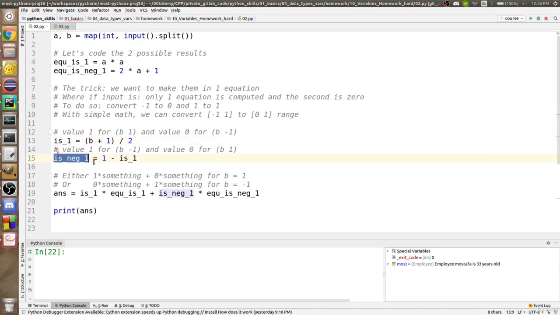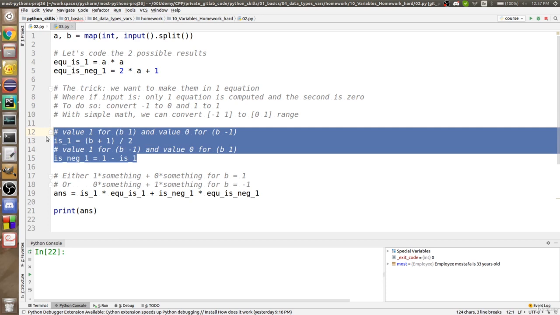If the input is negative 1, then what we need is just to switch this value here from 1 to minus 1. Let's simulate it if the value of b is minus 1. If b is minus 1, minus 1 plus 1 would be 0. 0 divided by 2 is 0. The moral of that is, we managed to have two variables that would be either 1 and 0 if the input was 1, or 0 and 1 if the input was minus 1. I hope you got the target of this equation.